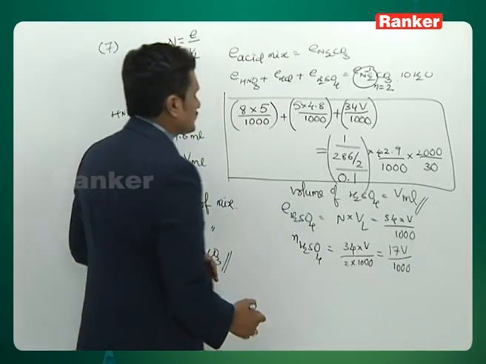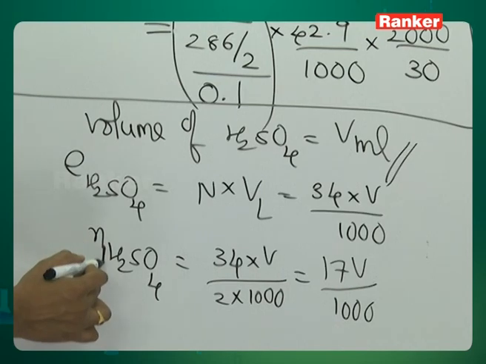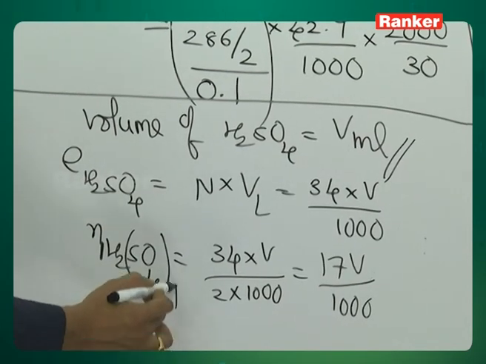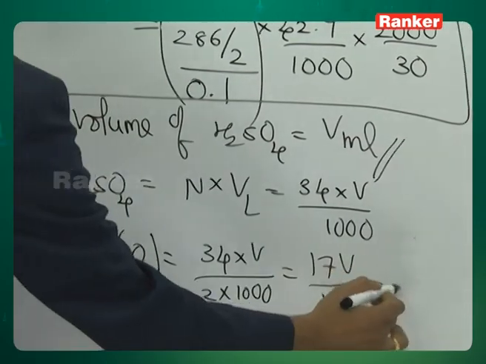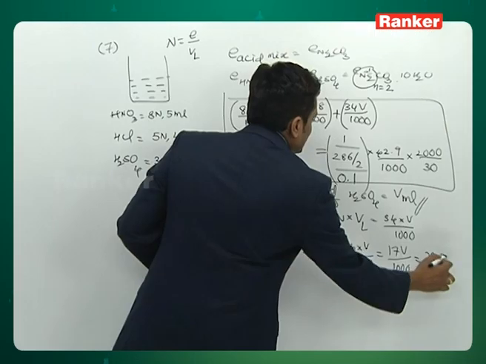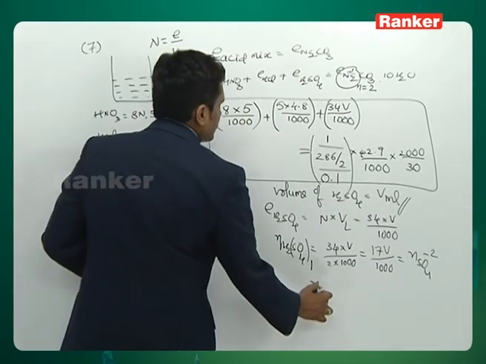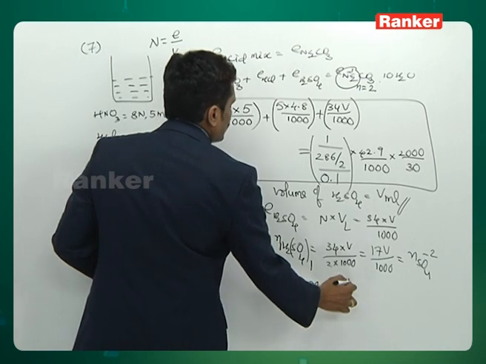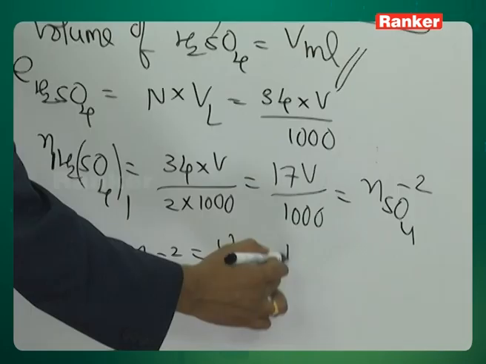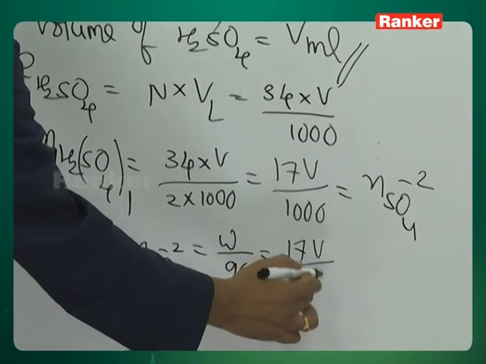Now these are the gram moles of H2SO4 present. Now you know that 1 mole of H2SO4 contains 1 mole of sulfate. So these are nothing but the number of moles of sulfate ions. So finally the number of moles of sulfate ions here, which is equal to weight by molecular weight, turning out to be 17 into V divided by 1000.